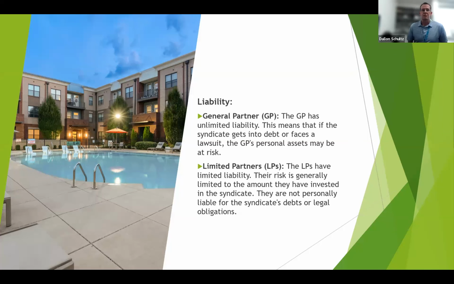As far as liabilities go, the general partner, as I said, is ultimately responsible for everything, right? They have unlimited liability. This means that if the property starts to go sideways, they're on the hook for it, right? They're the ones that have to face any legal, debt, or financing issues, anything that goes wrong in the syndication. So this puts a lot of risk onto the general partners when going into a deal.